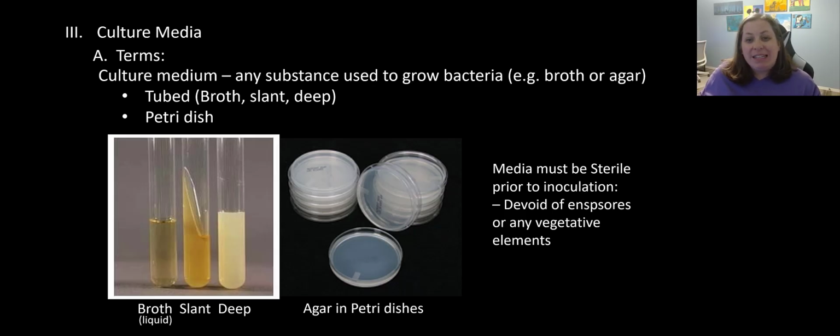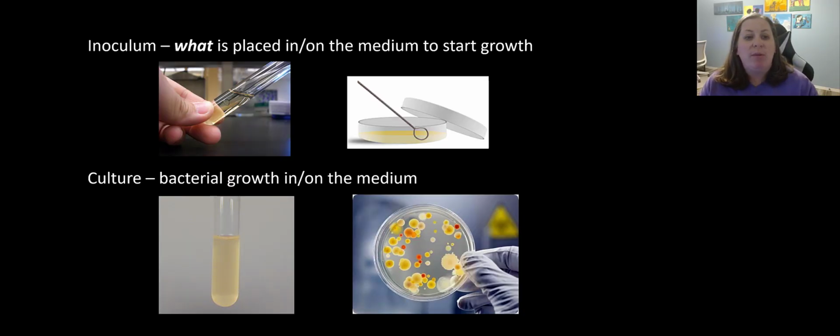Once we know that the plate is clean, it doesn't have anything growing on it, and it's sterile, we can do what we call the inoculum. This is what is placed in or on the media to start the growth. A lot of times we use inoculating loops and even needles in order to put these organisms either in the broth or on the plate. Once you've put them on the plate or in the tube and they start growing, we call that a culture. The culture is the bacterial growth in or on the media.